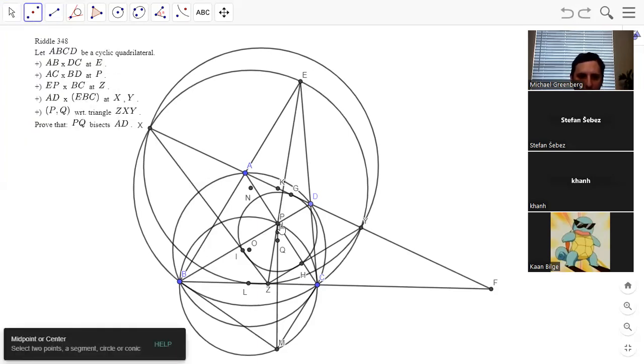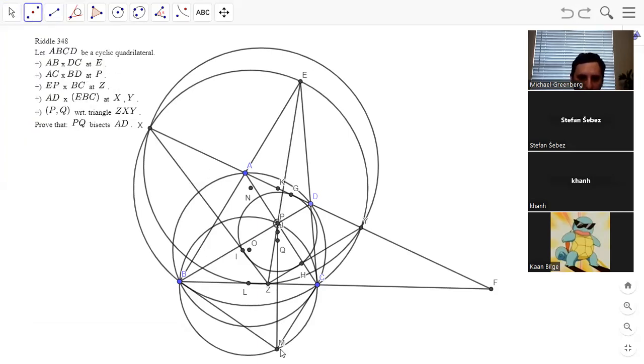What if I draw the midpoint of PM? I don't think that's that special. I mean, basically, I want to show BR and BC are isogonal, where R is the midpoint.